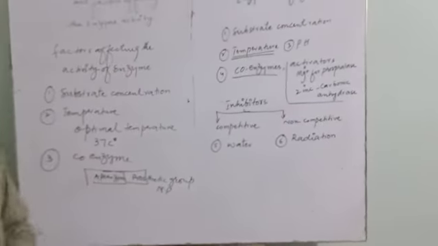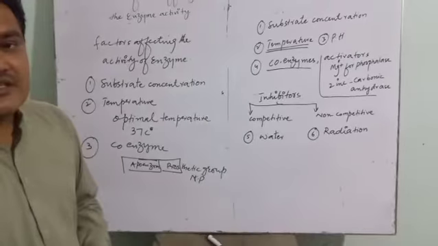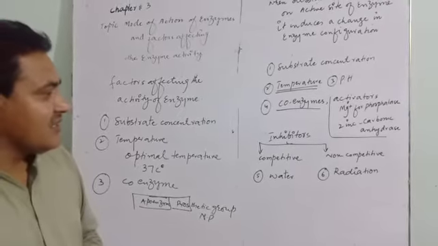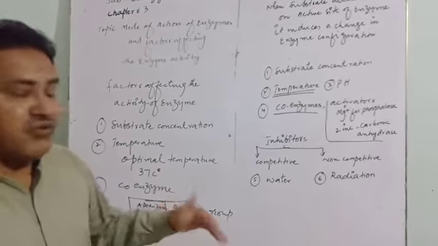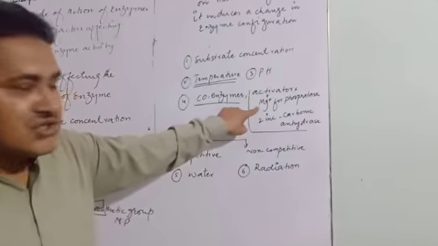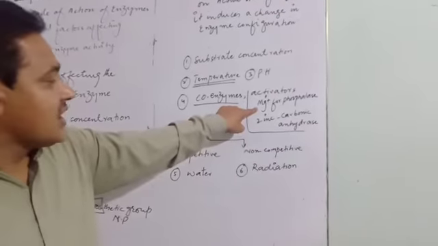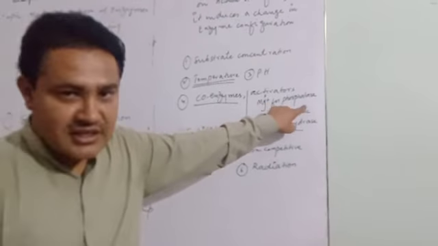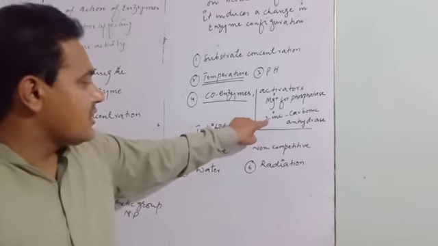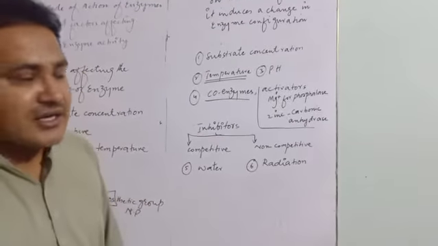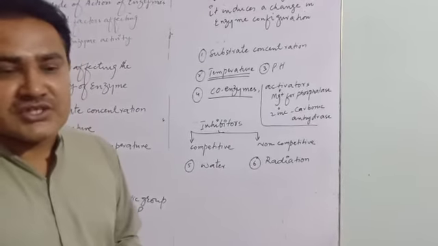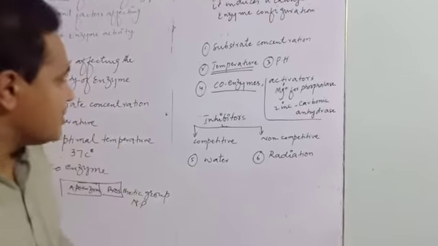Activators. Activators are chemicals; they activate the activity of the enzyme. They activate the performance of the enzymes. Suppose we have magnesium, it can increase the activity of the phosphatase enzyme, and if we have zinc, it can activate the carbonic anhydrase enzyme. Carbonic anhydrase enzyme is found in the blood. It helps in transportation of carbon dioxide and oxygen.